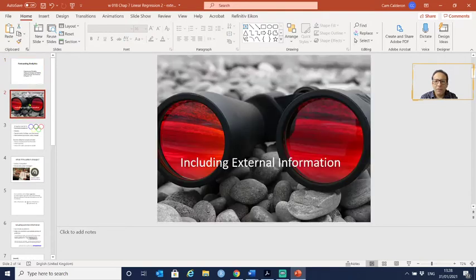Okay, so including external information, I have this picture here because what we want to do is to have different perspectives from our data. That is why we are using different types of, if you want, glasses to see the reality. So that is why external information goes together with this picture here.